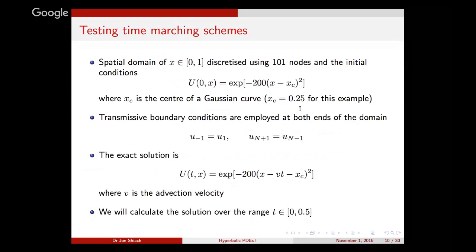Now the exact solution: that right-hand side there is my f of x. The exact solution is f of x minus vt. So all I do is replace x with x minus vt there, and that will give me an exact solution. Then there's the advection velocity, and we're going to calculate the solution over the range 0 to 0.5.